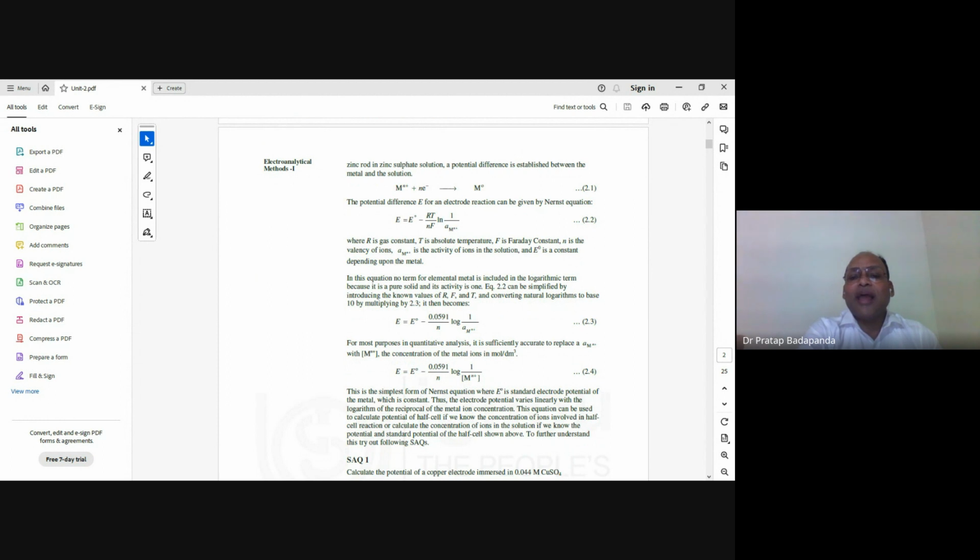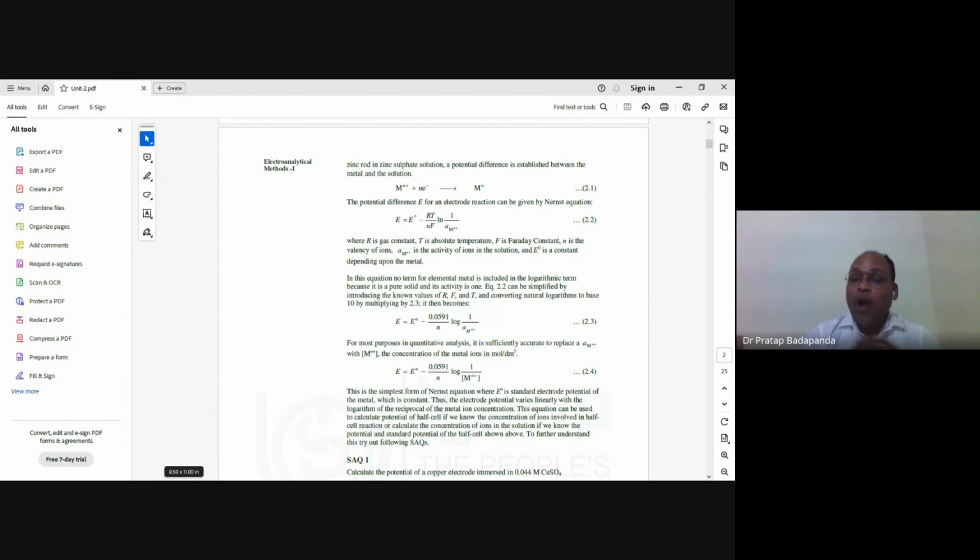So the value is E naught minus 0.0591 divided by N log 1 by a of Mn plus. A means concentration of that one, that is concentration of Mn plus. So that is the concentration value, C, in the last part. E is equal to E naught cell minus 0.0591 divided by N log 1 by Mn plus, because it is accepting. You will ask why it is reciprocal. M n plus, M means metal, concentration, molarity, metal concentration.